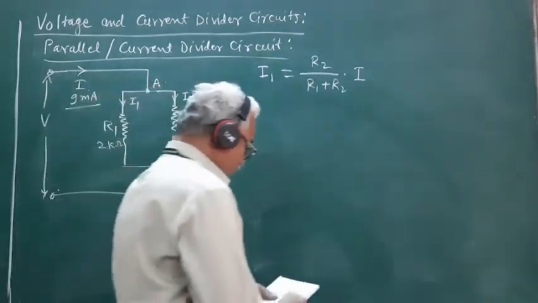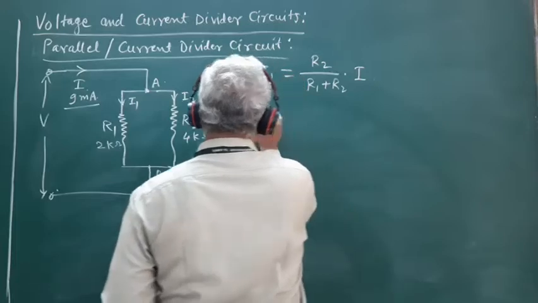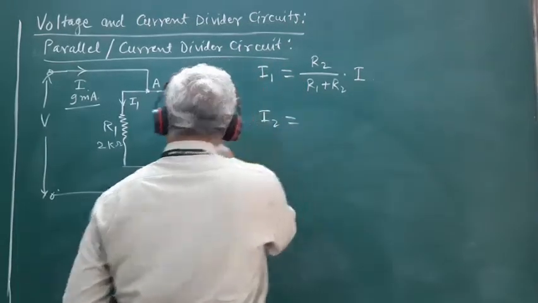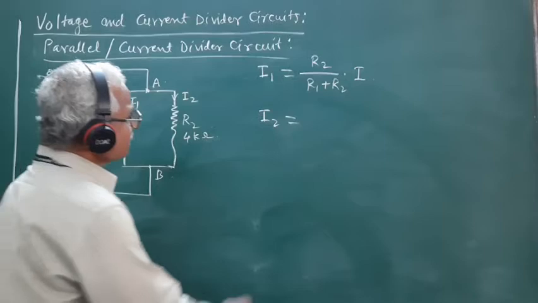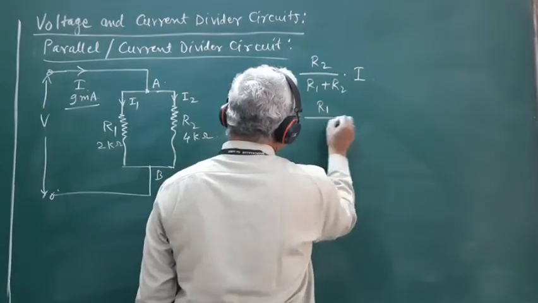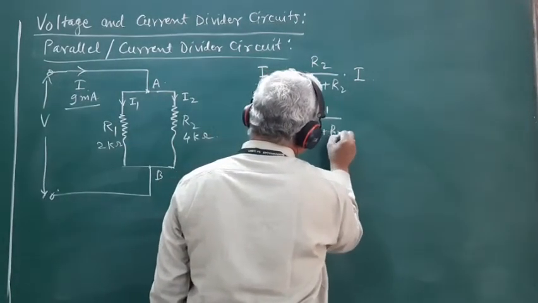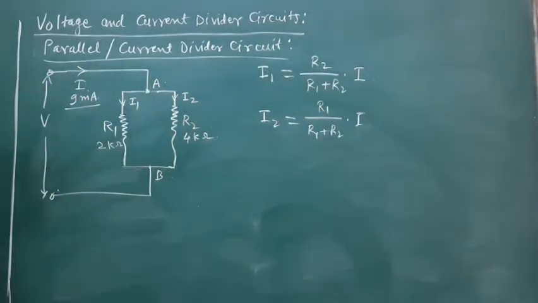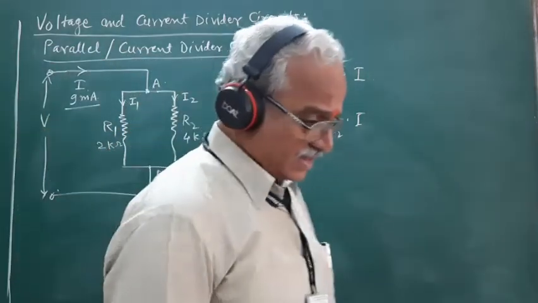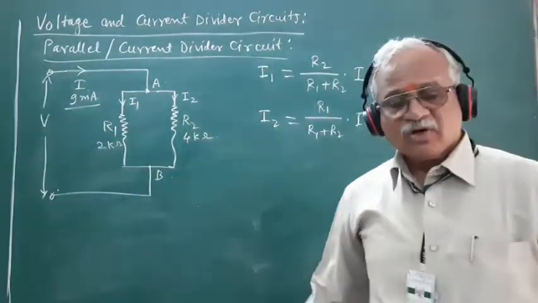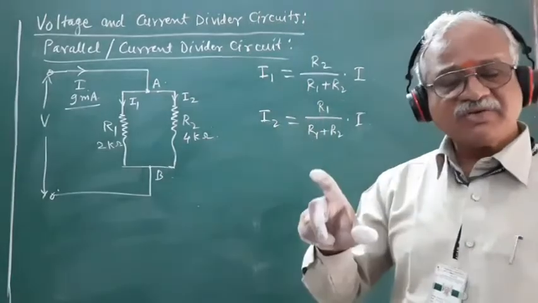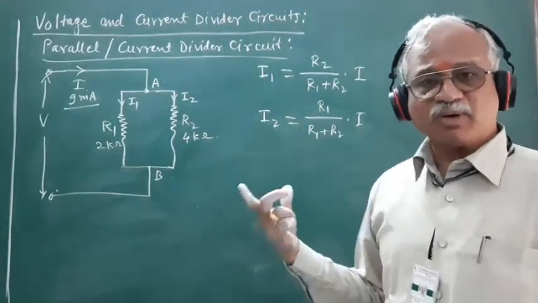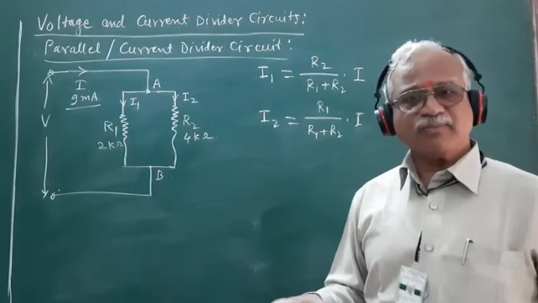And current I2 flowing through the resistance R2 is given by R1 upon R1 plus R2 into the total current I drawn from the source. So, that is the inverse formula for the calculation of the currents through the different resistors connected in parallel. So, these formulas, the voltage divider formula and the current divider formula, are of great importance.